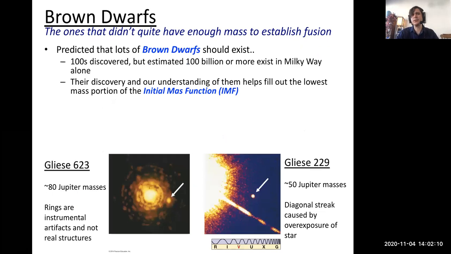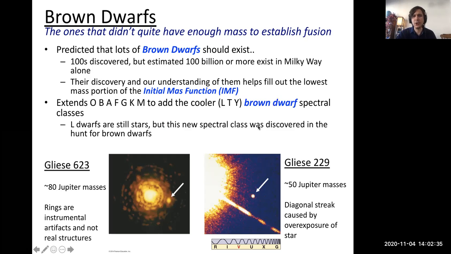So we predict that there should be lots of brown dwarfs out there. And until very recently, we had only discovered hundreds of them, and that number remains about the same. We're probably up into about the thousands now. But we had estimated, based on our knowledge of the IMF, that there should be 100 billion or more of these in the Milky Way itself. So how many are really out there, and how can we actually go about getting this?